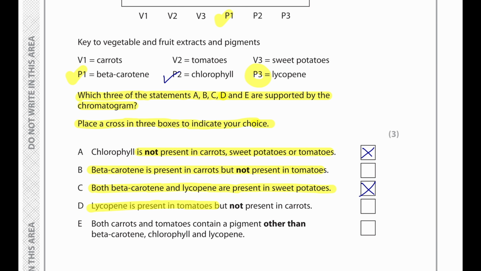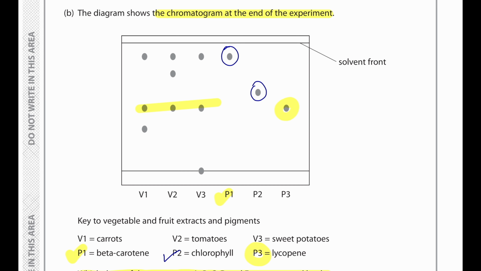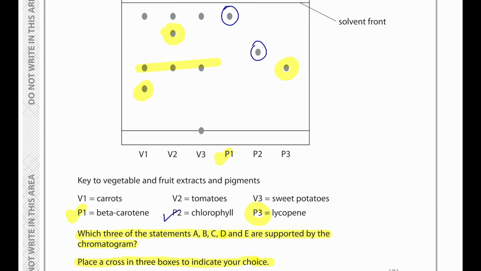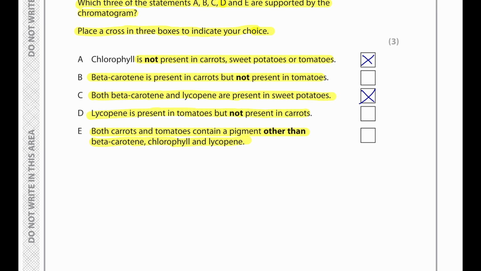Lycopene is present in tomatoes but not present in carrots. We can see lycopene is present in V1, V2, and V3, so this is wrong. Both carrots and tomatoes contain pigments other than beta-carotene, chlorophyll, and lycopene. Yes, there are other pigments, for example, this one and this one. And V3 contains this particular pigment which is not even soluble in the organic solvent.